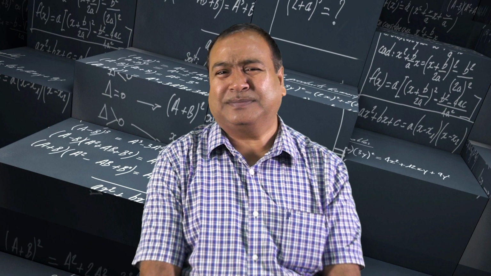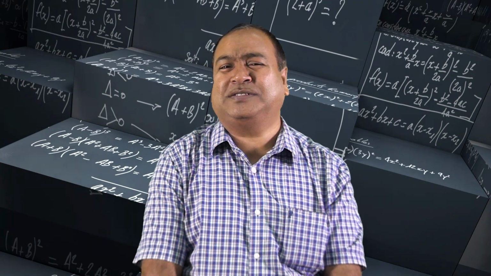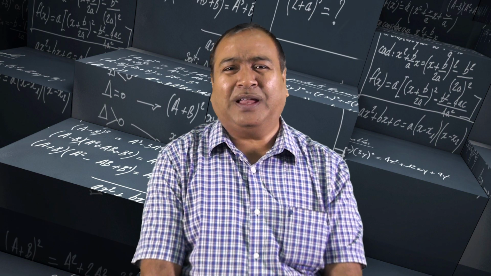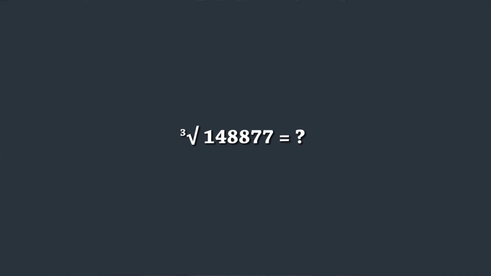Is it interesting? Okay, let us take one more example. Now 148,877, which is again a 6-digit number. Let us observe the following steps in this case. Step 1. Let us make the given digits into two groups. First group contains 148. Second group contains 877.